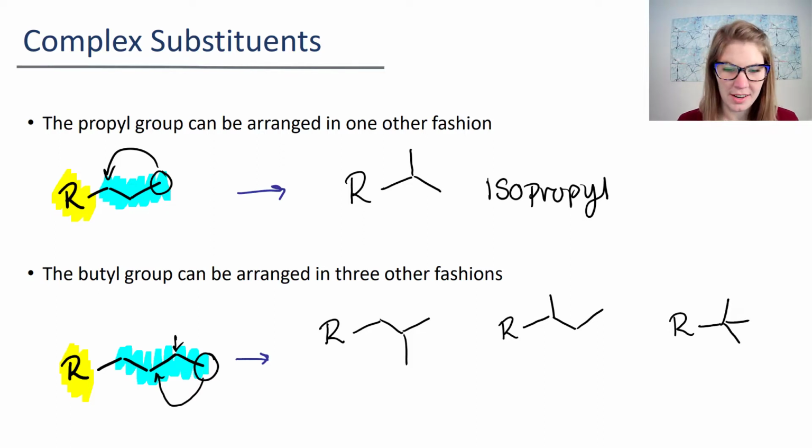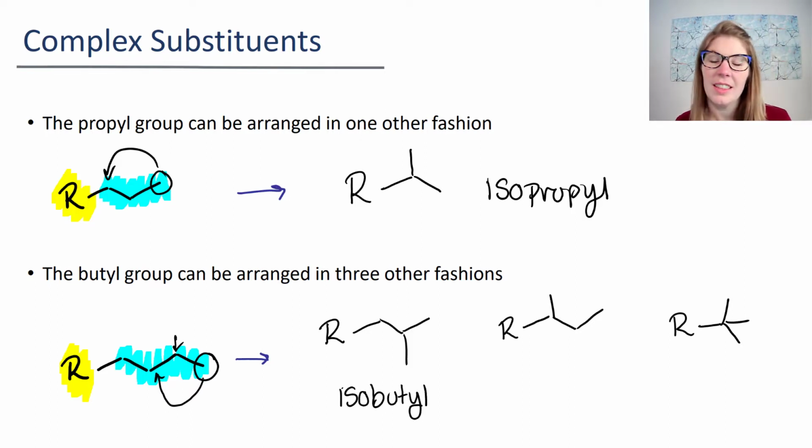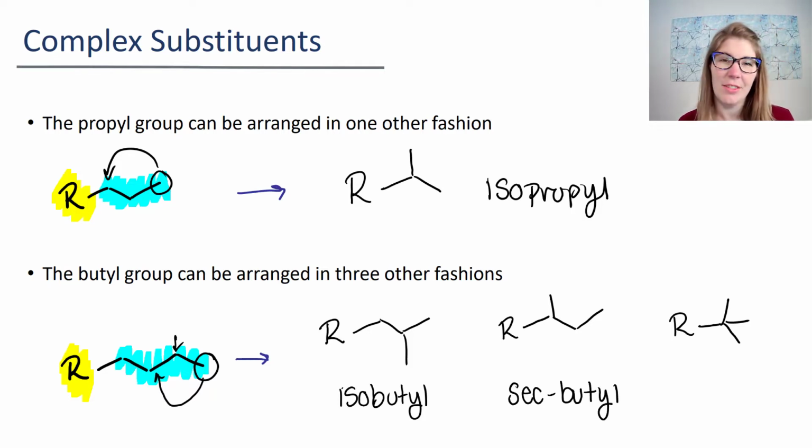The first one that I listed here is called isobutyl. The second one that I have listed is called sec-butyl. And then the third one is called tert-butyl.